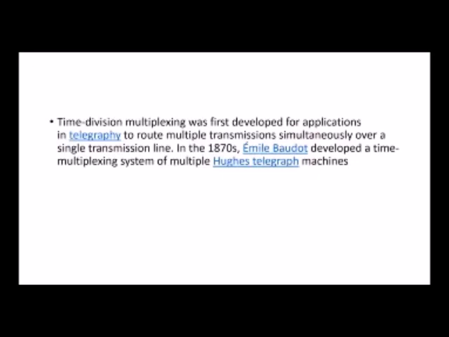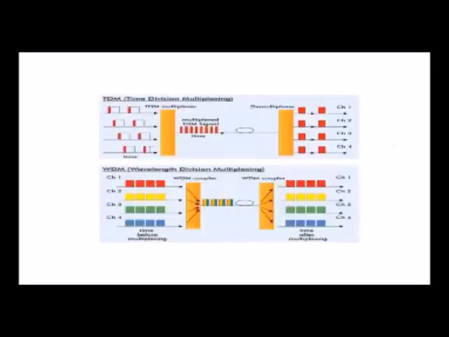and C. Time division multiplexing was first developed for applications in telegraphy to route multiple transmissions simultaneously over a single transmission line in the 1870s. But it gained popularity in digital telephony in the late 20th century. So this is the difference between time division multiplexing and wavelength division multiplexing. Both share a high speed medium in the middle like optic fiber.